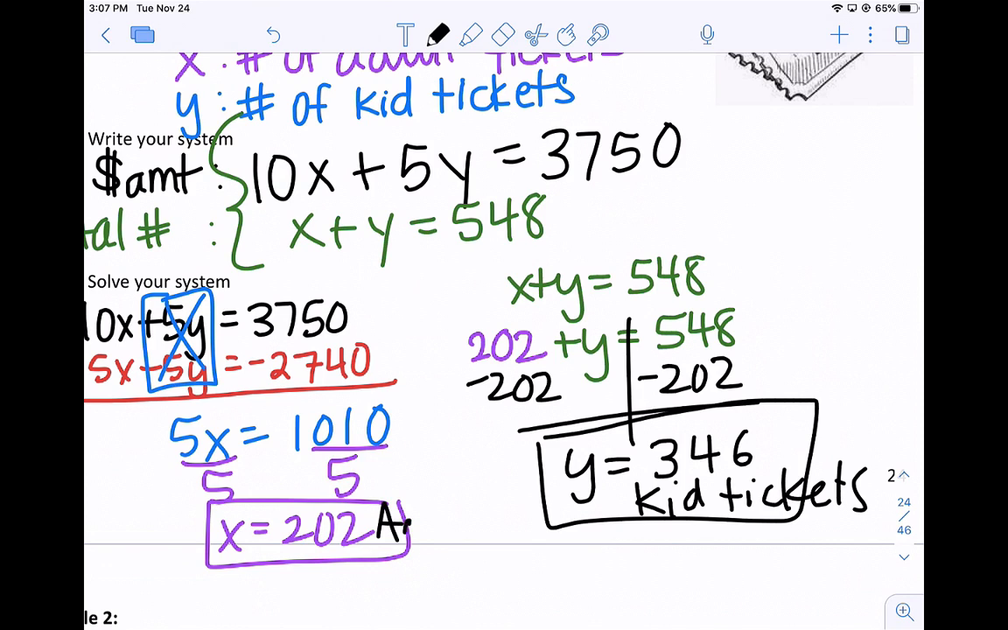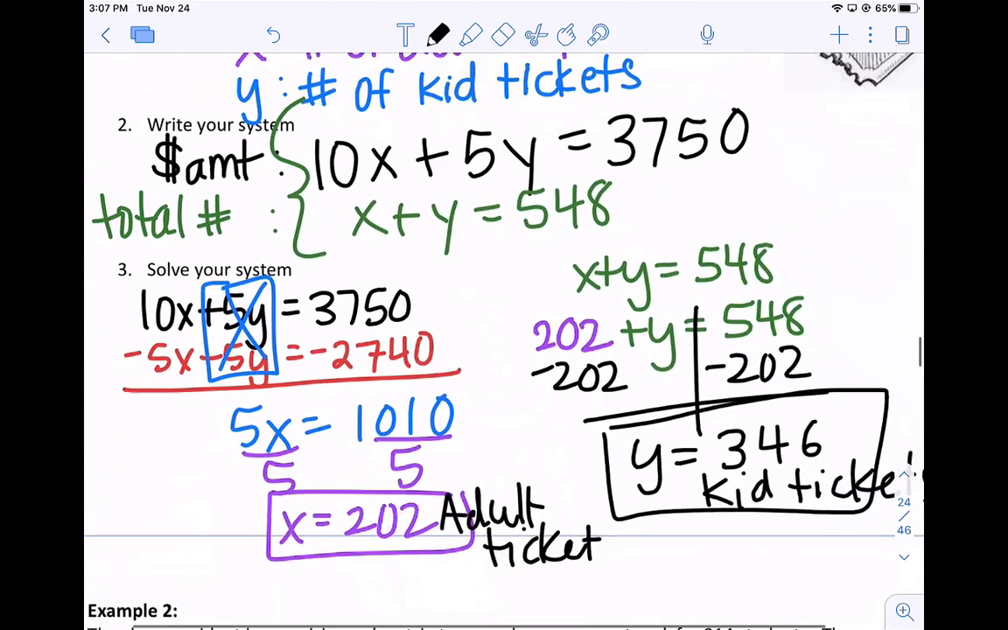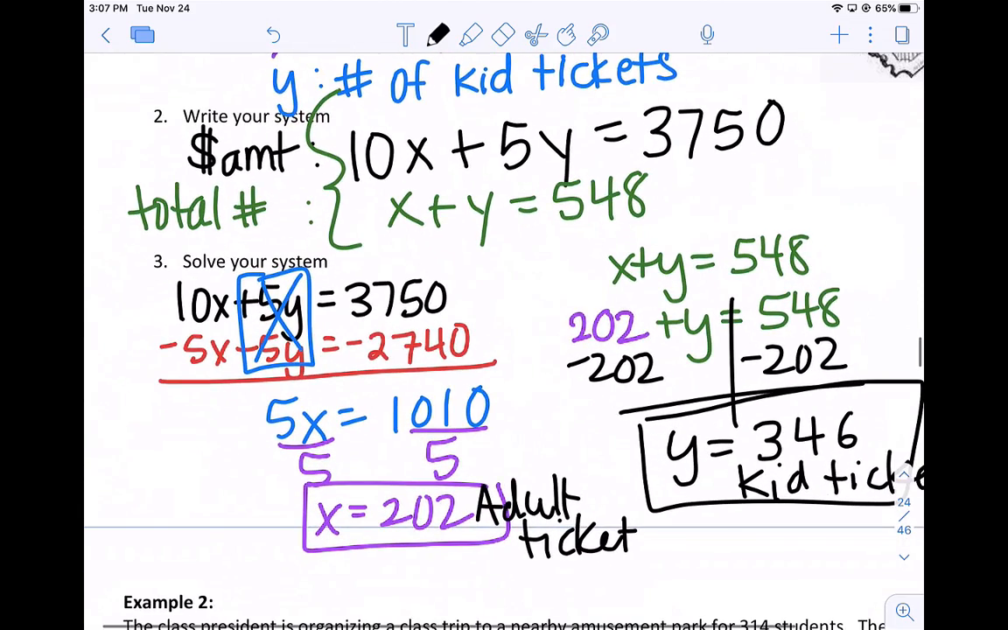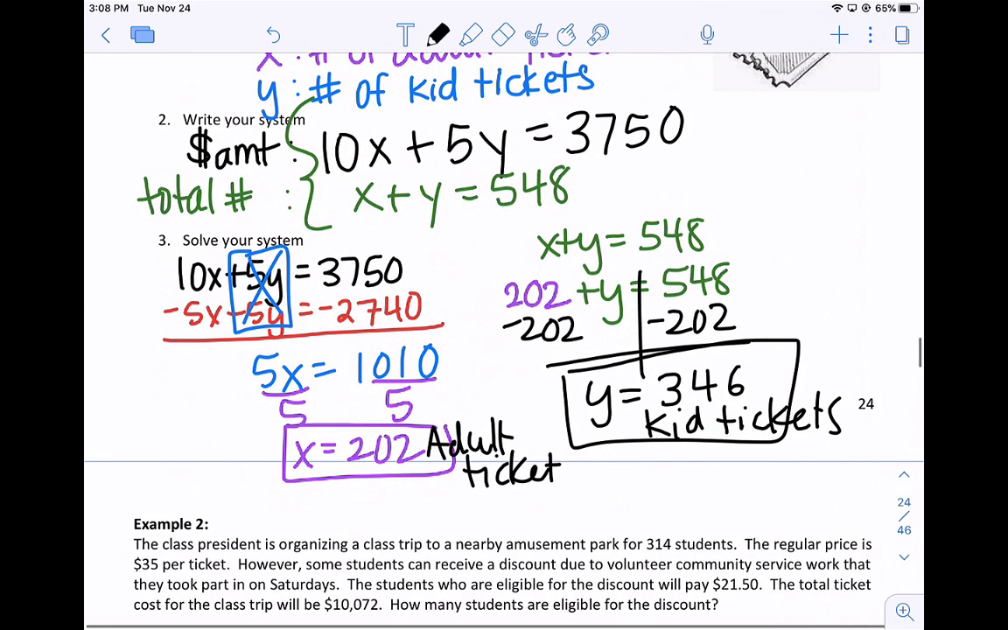and 202 adult tickets. And if we wanted to check our answer, we could plug those into the top equation in black, so I'll quickly do that. I will do 10 times the amount of adult tickets, 202, plus, parentheses, 5 times 346. Okay, and do I get 3,750? Yes, I do. So I did plug in and check my answer, and that is right.